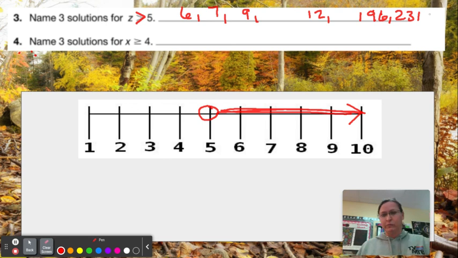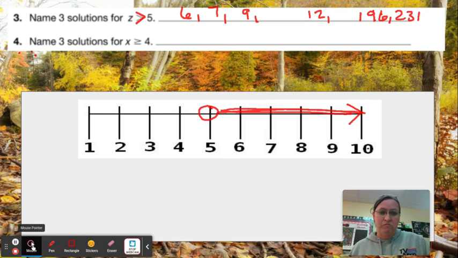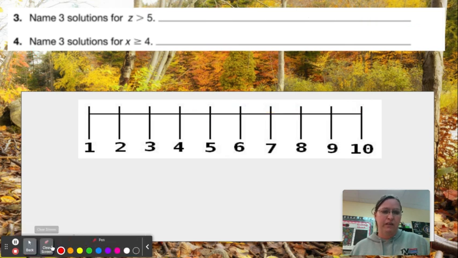So on this kind of problem where you are given the chance to name 3 solutions, you just have to make sure that you have 3 realistic solutions. And all 3 of these are realistic. So let's look at number 4.